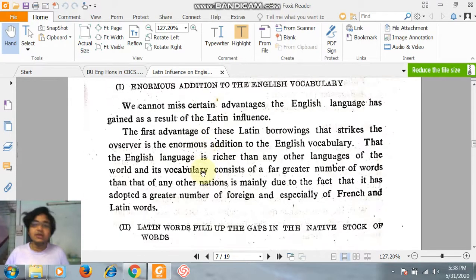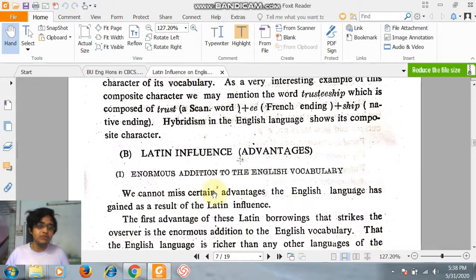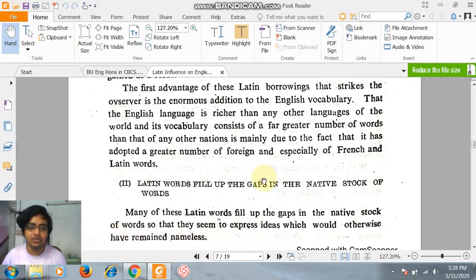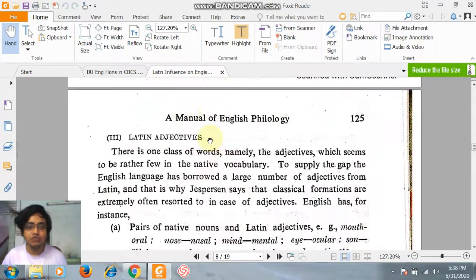So here we have discussed some of the great examples of the Latin words that have tremendously influenced the English language. Now let us discuss the advantages of the Latin influence upon the English vocabulary. What are the advantages? First, enormous addition to the English vocabulary. Many words have been borrowed into the English language, and the English language of today is richer than any other language of the world because of its great vocabulary.